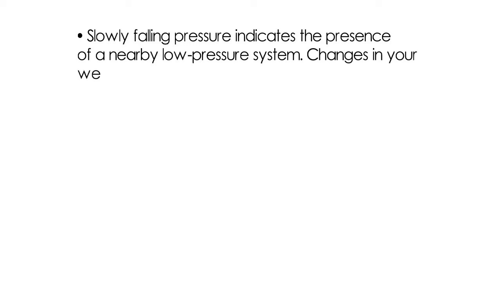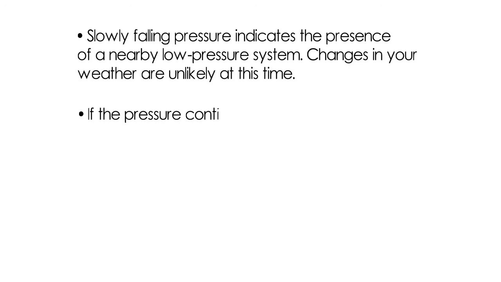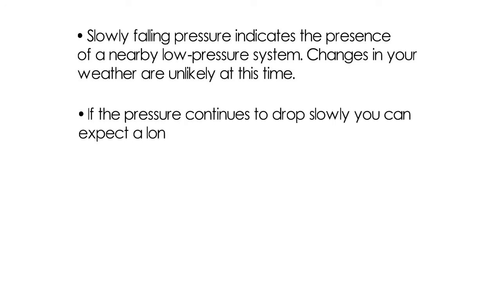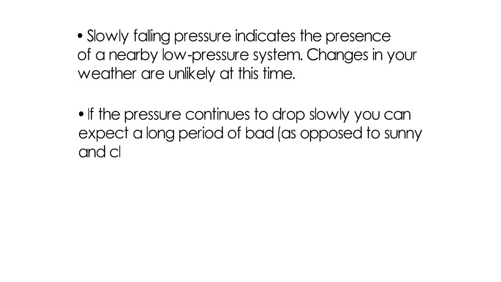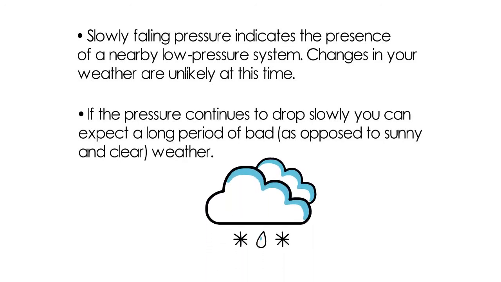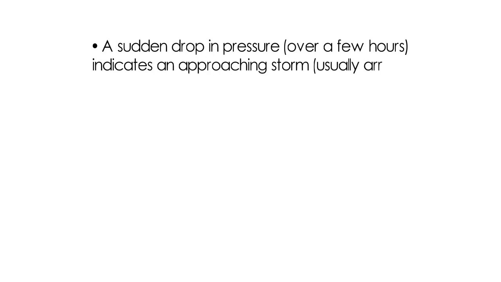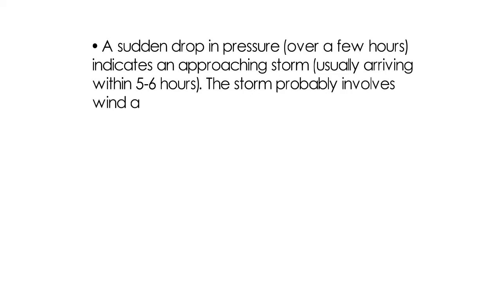Slowly falling pressure indicates the presence of a nearby low-pressure system. Changes in your weather are unlikely at this time. If the pressure continues to drop slowly, you can expect a long period of bad, as opposed to sunny and clear weather. A sudden drop in pressure over a few hours indicates an approaching storm, usually arriving within 5-6 hours. The storm probably involves wind and precipitation, but won't last long.